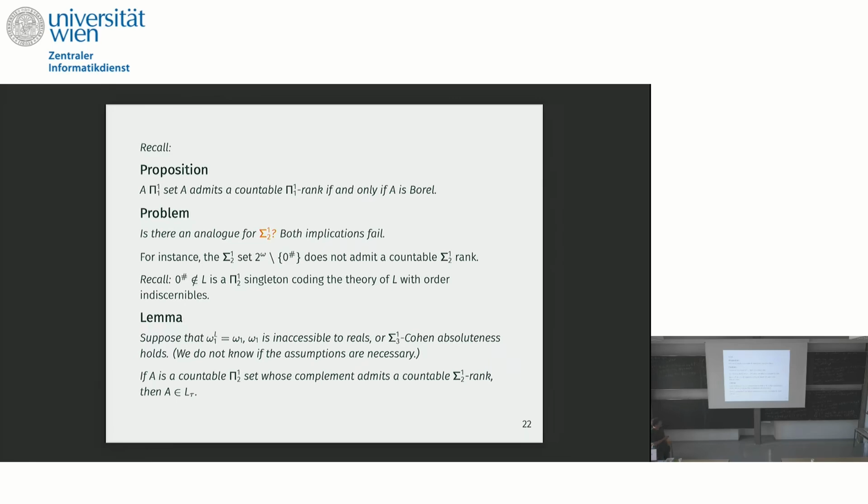And why is this? Because of this lemma. If you take a finite or countable Π¹₂ set, in this case the singleton, and its complement admits a countable rank, then it has to be in L already. Right. So it seems like this fails, but really I'm interested in making this work.